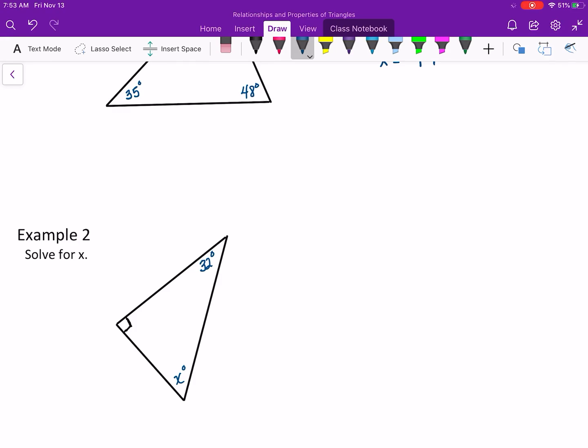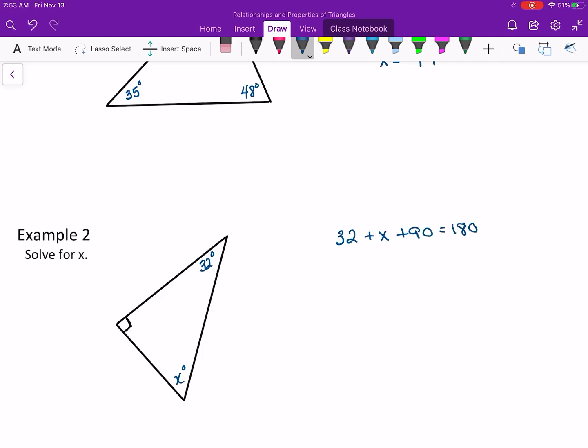All right, we have three angles. One angle is 32 degrees, one angle is x, and you remember what that marking means in the corner, the little box? I hope so. That means that that angle is a right angle. So I'm going to put in my 90.